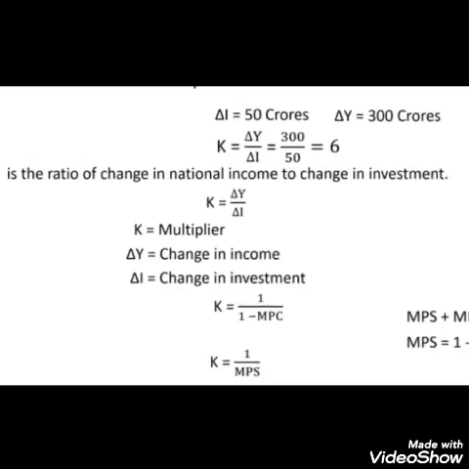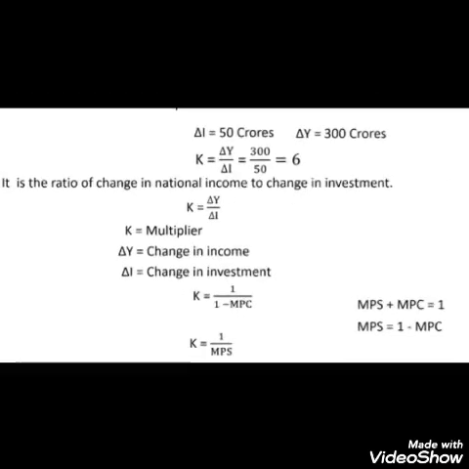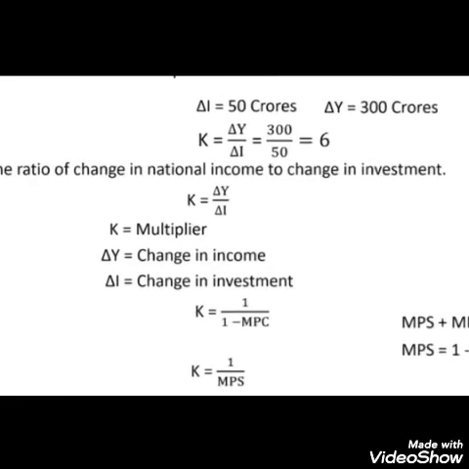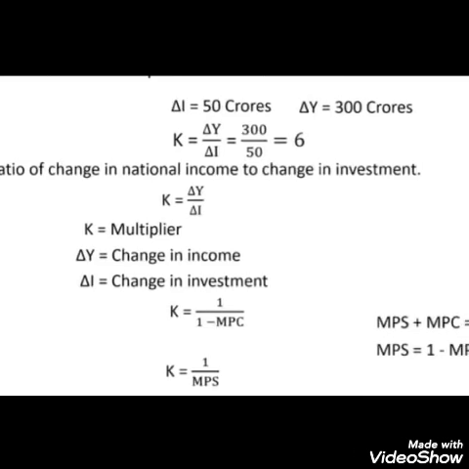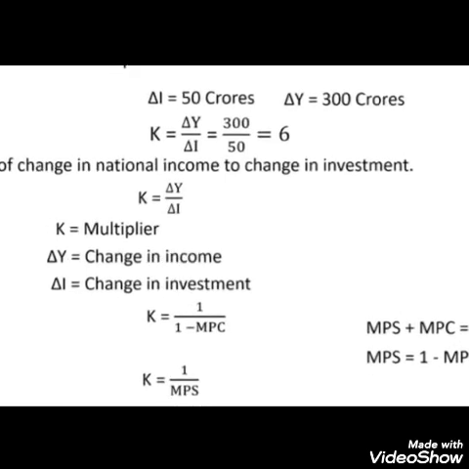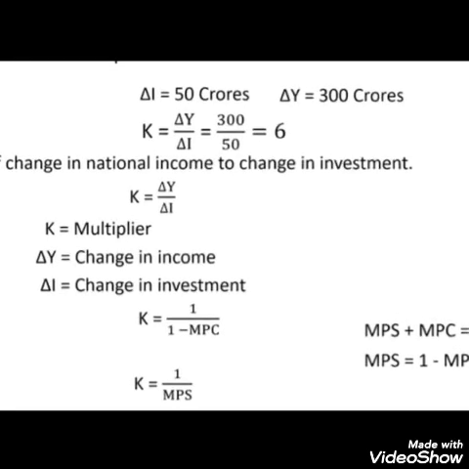So it is the ratio of the change in national income to the change in investment. That means the multiplier tells us about the increase in income due to the investment. K equals delta Y divided by delta I, where K is the multiplier, delta Y is the change in income, and delta I is the change in investment. One more formula can be formed, that is K equals 1 upon 1 minus MPC.